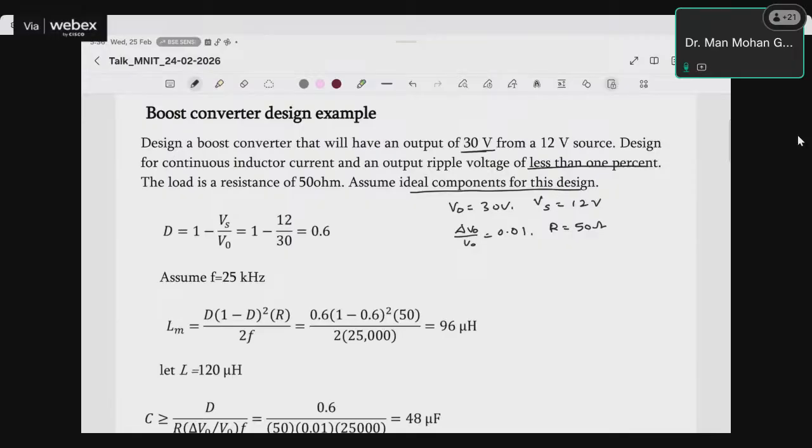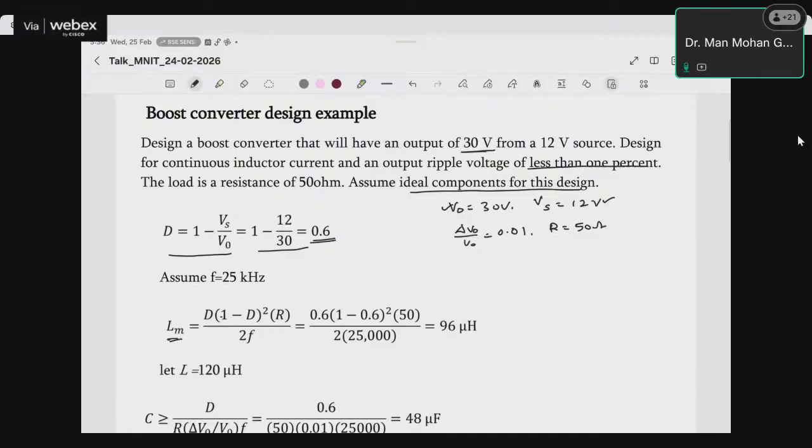Because input is given and output is given to us, we can find the duty cycle. So duty cycle D is calculated as 0.6, right? Now next is to calculate the L. So L minimum formula is D into (1 minus D) square R upon 2F. R is known to us, D is known to us, F is not known. So F, as I said earlier, is something which needs to be decided by the designer.